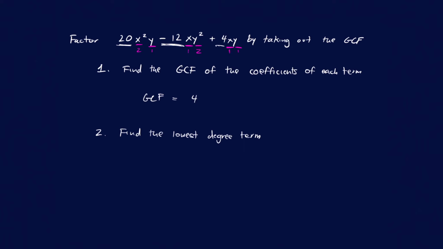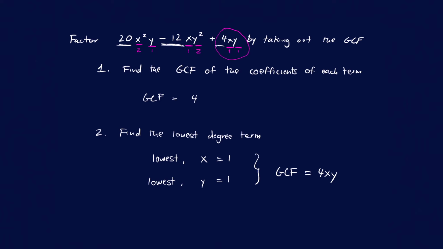So basically, what we need to do is we need to identify which term has the lowest degree for both of the variables. So in this expression, this term right here has a degree of 1 for both the x and the y, which means that our greatest common factor is going to have a degree of 1 for both the x and the y variables, right? Which means that our greatest common factor is going to be 4xy.